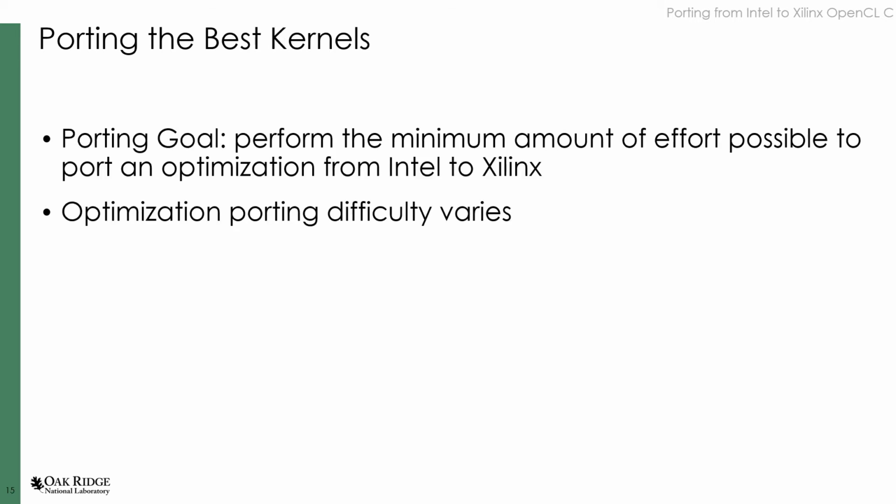Porting the versions of the kernels that yield the best performance in comparison is non-trivial. Before we discuss what needs to be done in order to successfully port FPGA optimizations, we want to explicitly express a goal that we have during the porting process. If a Xilinx counterpart to a given Intel optimization exists, we want to perform the minimum amount of effort necessary to port that optimization to its Xilinx counterpart. This means that we want to modify the kernel as little as possible while still expressing whatever the performant construct is in the resulting Xilinx design.